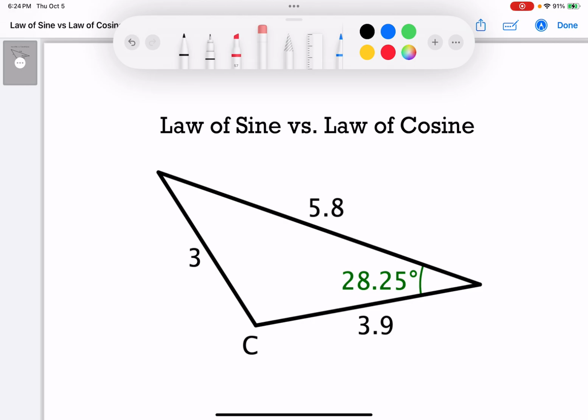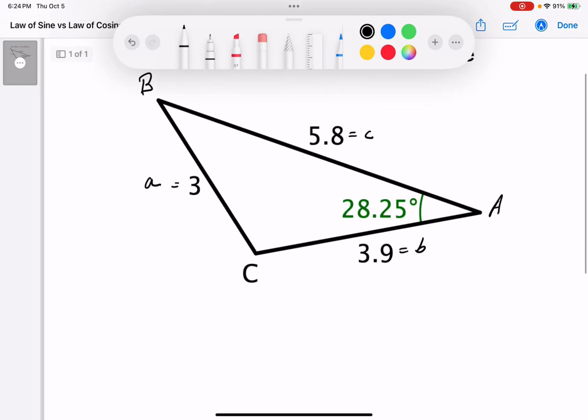I'm going to label the picture for you though. I'm going to label this angle angle A, and this angle B, and I know they want C, by the way. So I'm going to call this side C, this side A, and this side B over here. Let me write that down for you.